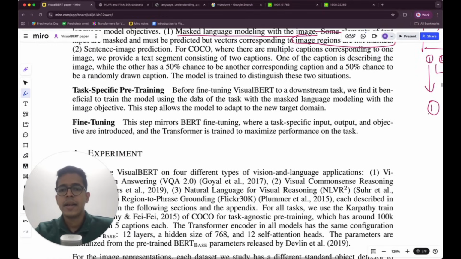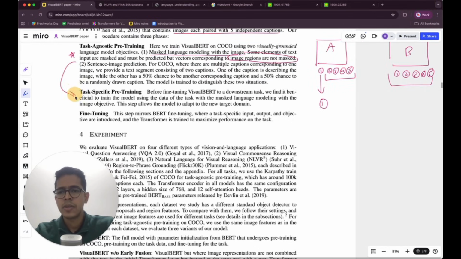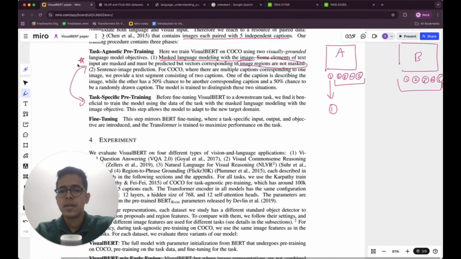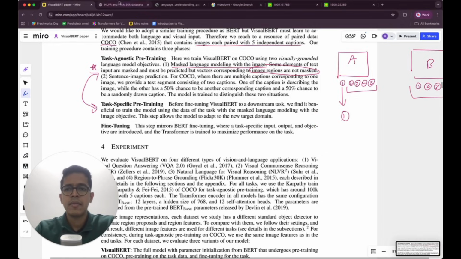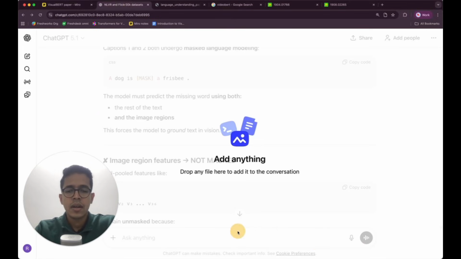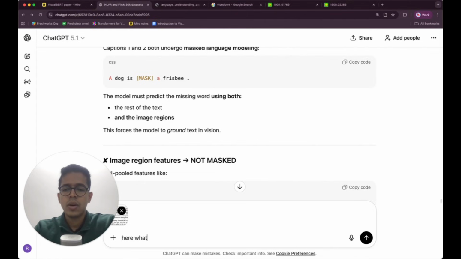Then task specific pre-training: before fine-tuning VisualBERT to a downstream task, we find it beneficial to train the model using the data of the task with the masked language modeling with the image objective. This step allows the model to adapt to a new target domain. All right. So what is the difference between these two? I thought both are image caption pair tasks, right? Are we talking about just pre-training once on the new dataset?